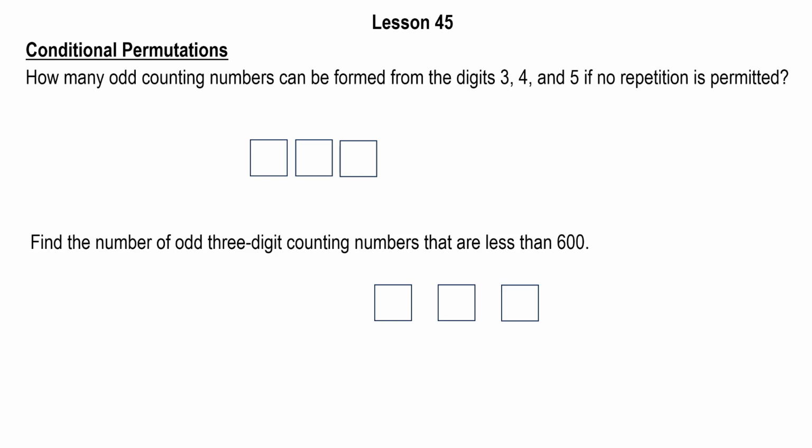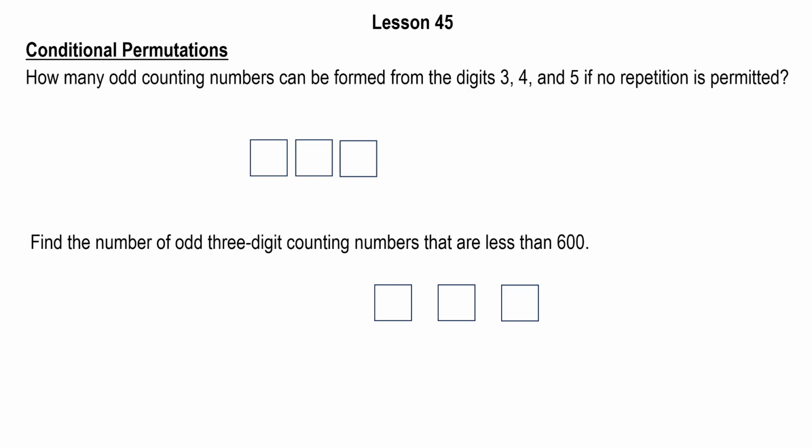Okay, lesson 45 is about conditional permutations. Permutations, remember, are arrangements of things in order, and we are learning how to count arrangements. And conditional permutations just means that there are more conditions on these problems than there were on the problems before.